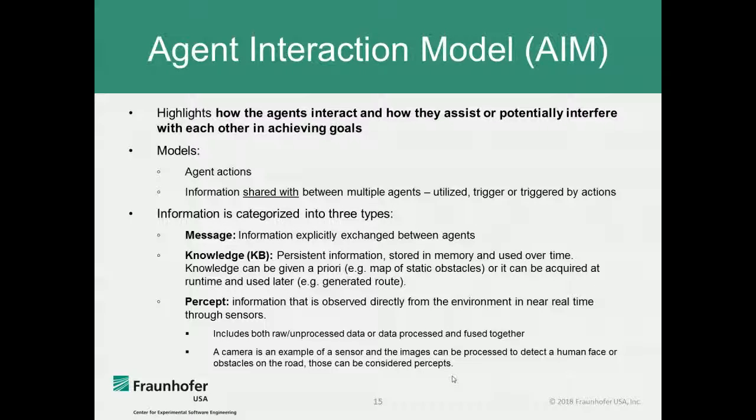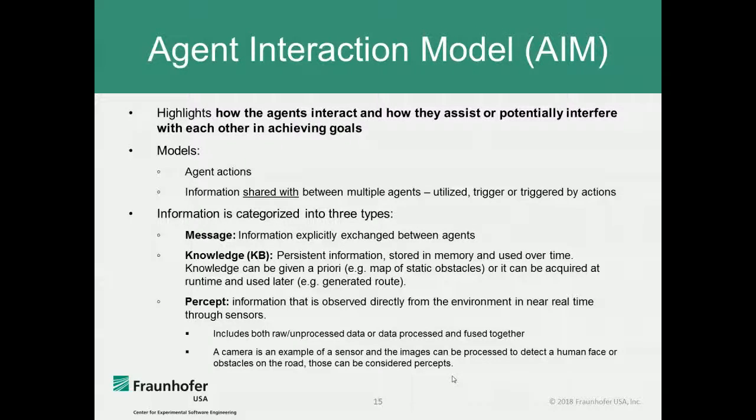And the third type of information are percepts, which is real-time information from the environment. It's the most up-to-date notion of what the world looks like. This could be raw data, such as just reading a temperature sensor, and that's just one value which reflects the state of the world. Or it could be something more complicated, like you take a picture through a camera, you run some processing on it, and you figure out where the human faces are or where the obstacles are. But that's still one percept.